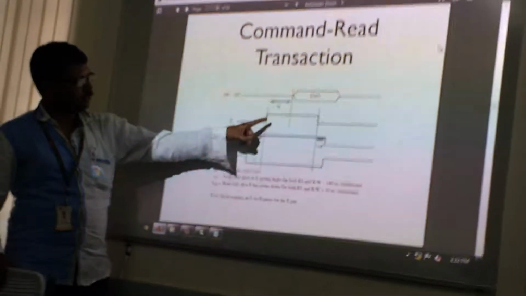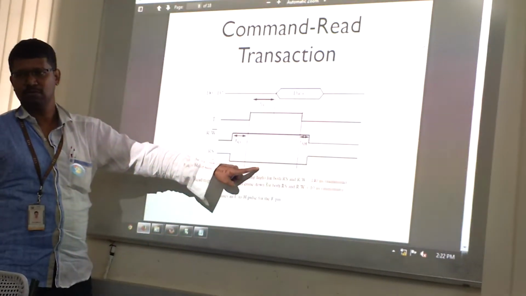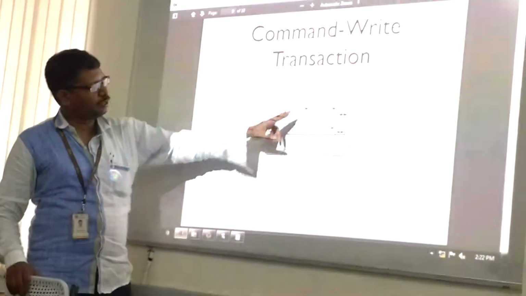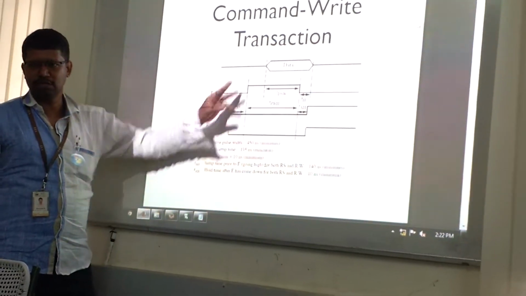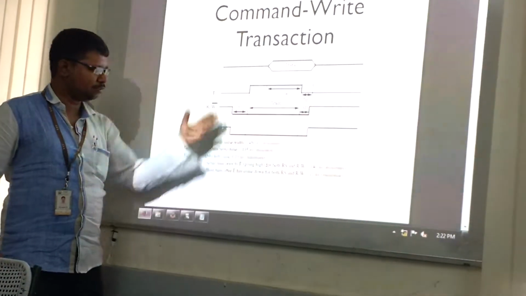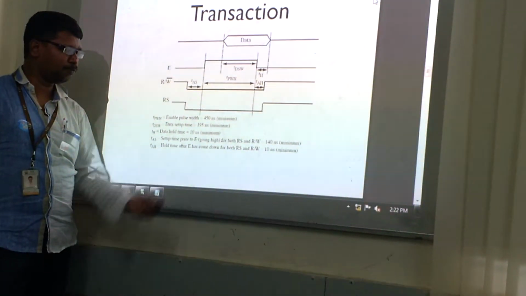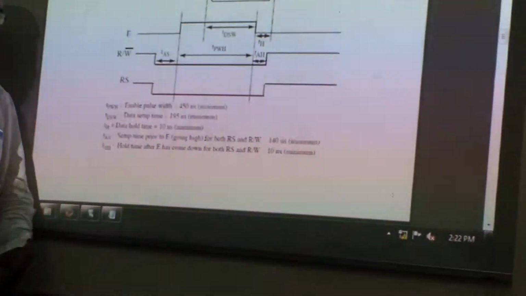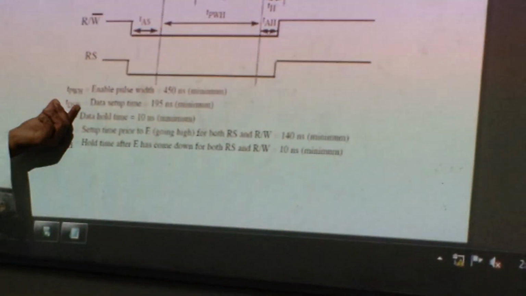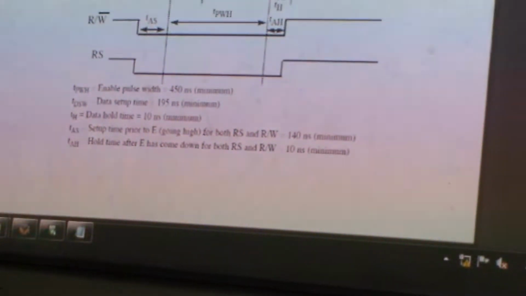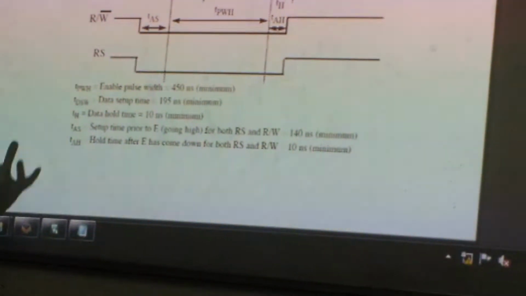You can see that it is 1 1 0. In this condition, it is 1 0 0. So these two will have variation, and we proceed accordingly. The time is 450 nanoseconds minimum, and 195 nanoseconds minimum for DSW, PWH. So what is this DSW? It is nothing but a data select word.